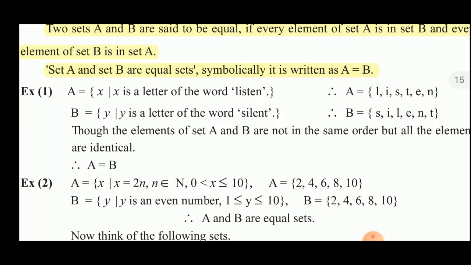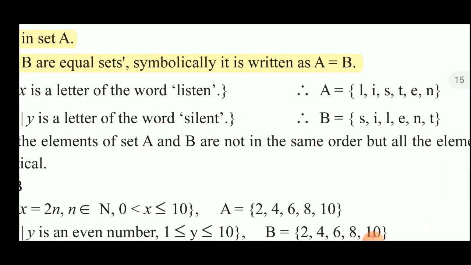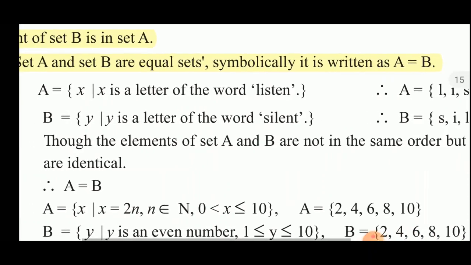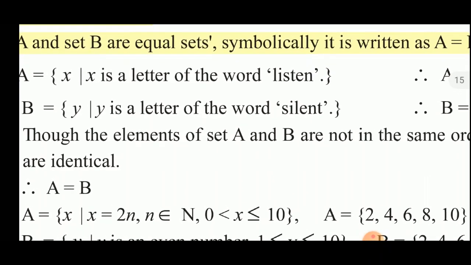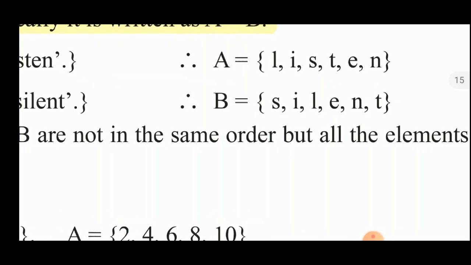Now consider this example. A is the set of all X such that X is a letter in the word listen. So set A will have the elements L, I, S, T, E, N. Now B is the set of all Y such that Y is a letter of the word silent. Then B will have the elements S, I, L, E, N, T.